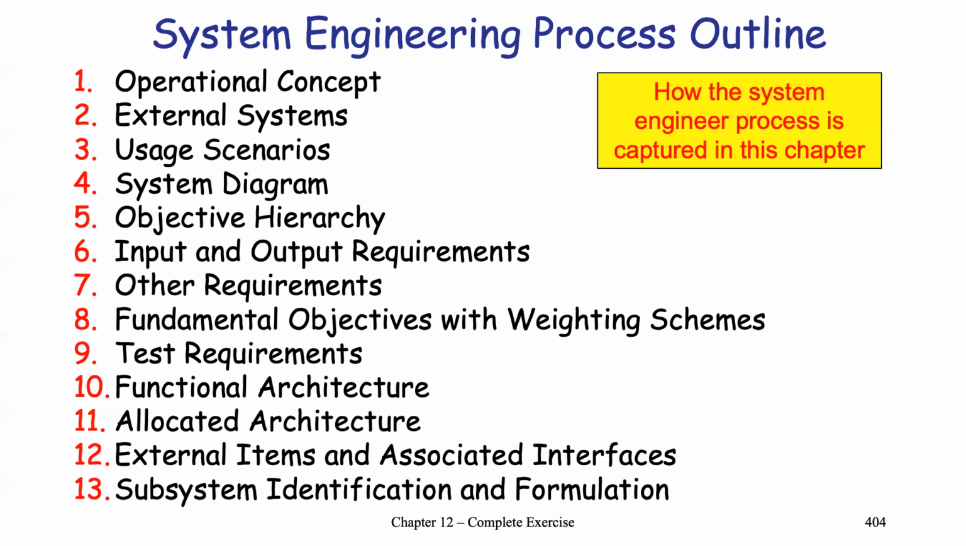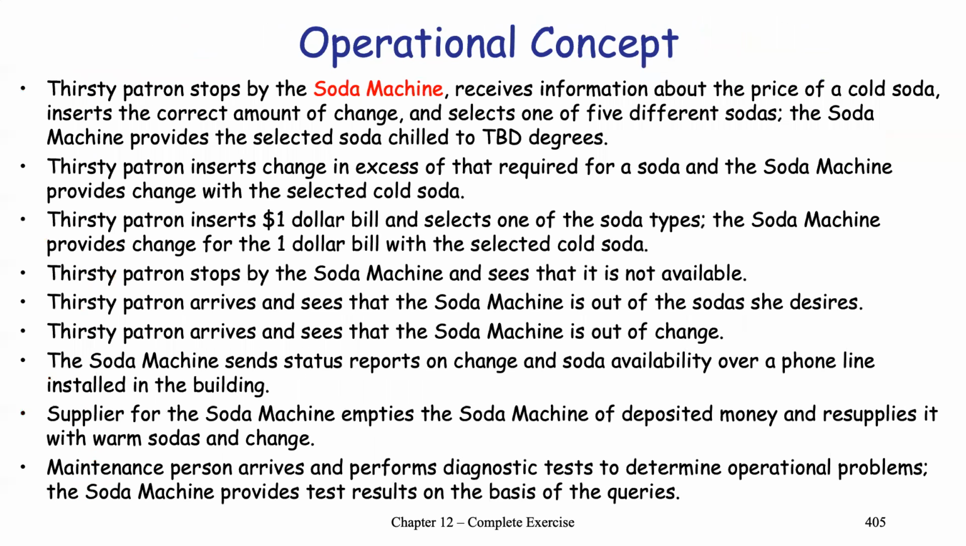And then there's the functional architecture and the allocated architecture, so you get into more and more details of the design. You need to have the external items and associated interfaces, and the subsystem identification and formulation. So maybe not exhaustive, and you could probably have any handful of similar lists, but that's just a representative one.